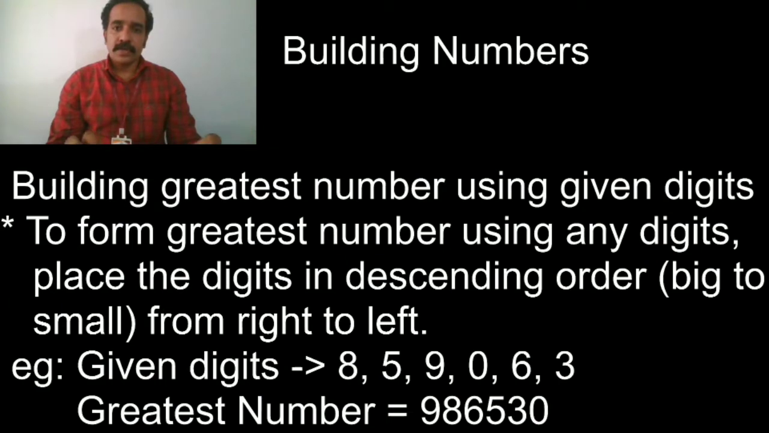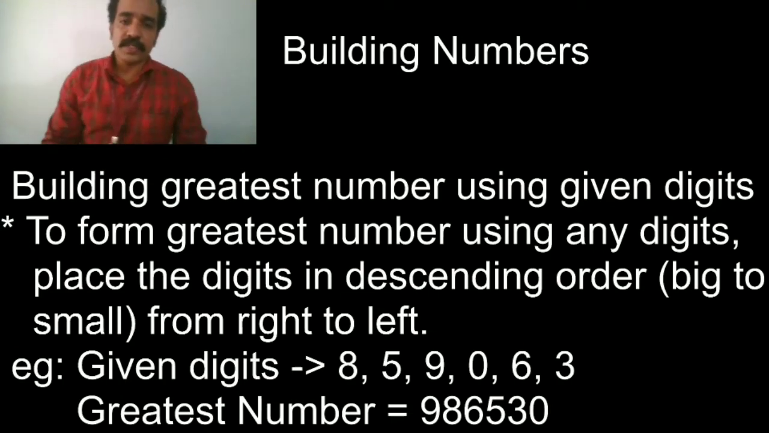To form the greatest number using any digits, place the digits in descending order, or decreasing order. That means big to small, from left to right. Here is the example. The digits given here are 8, 5, 9, 0, 6 and 3. So to make the greatest number, arrange the digits in descending order. The greatest digit is 9, so 9 first, then 8, then 6, then 5, then 3, then 0.